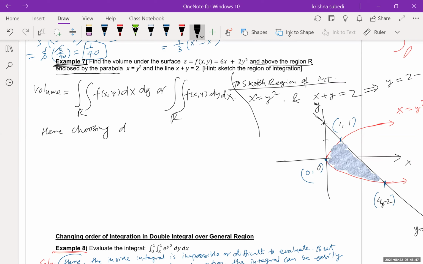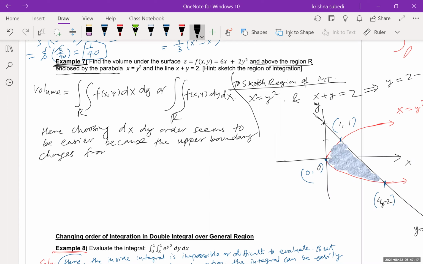Here, choosing dx dy order seems to be easier because the upper boundary changes, from x equals 1, but the left boundary is the same throughout the region of integration. So we'll choose this dx dy order.